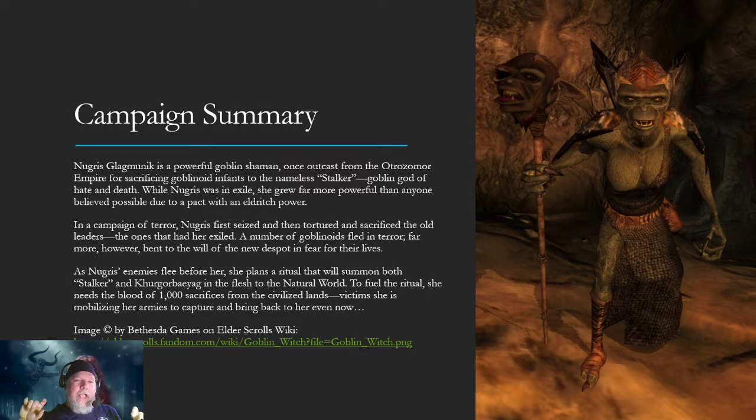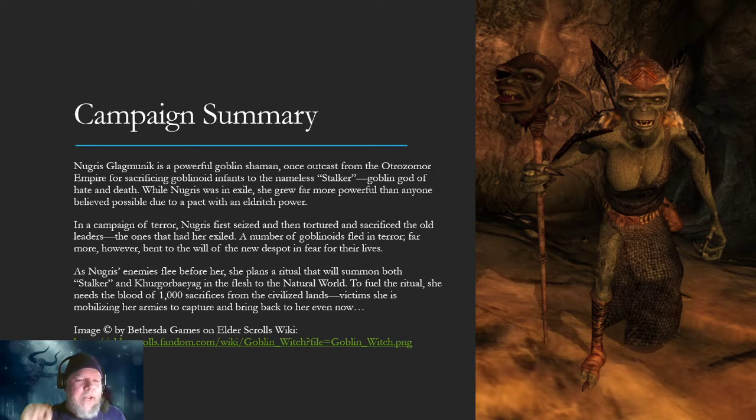All right. So now, in a campaign of terror, Nugris first seized power, and then she tortured and sacrificed the old leaders of the Atrozomor Empire, the very ones that had her exiled. A number of goblinoids fled in terror. Hey, those are the ones that you ran into in Tier 1. Far more, however, bent to the will of the new despot out of sheer fear and terror for their lives.